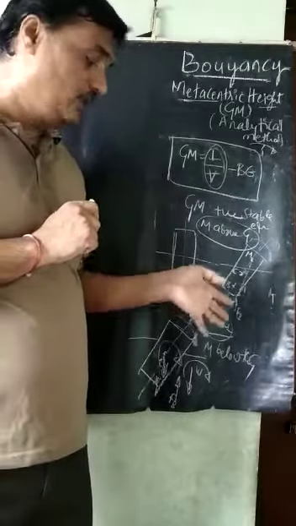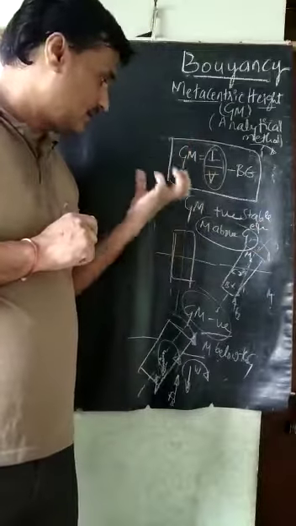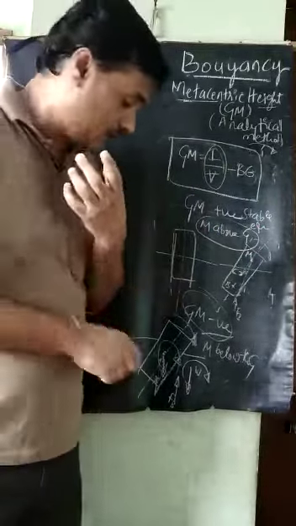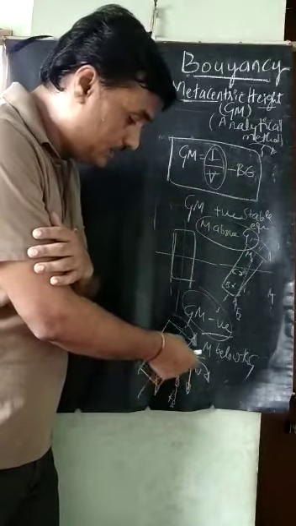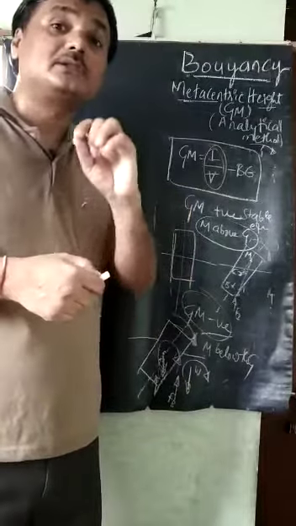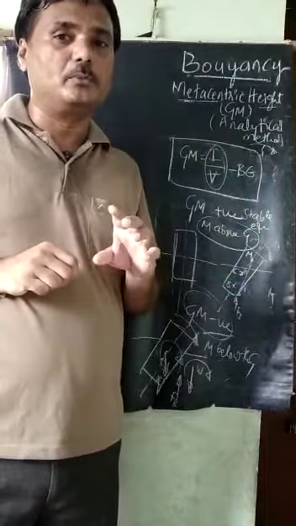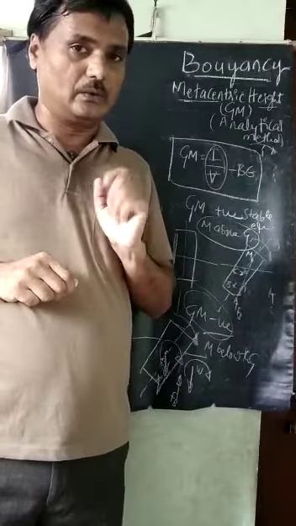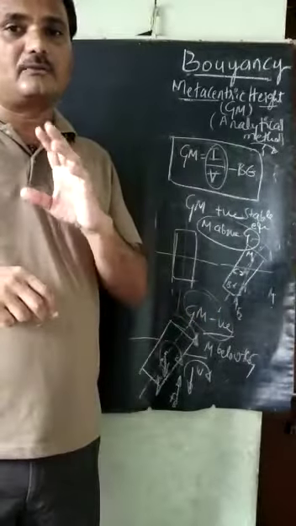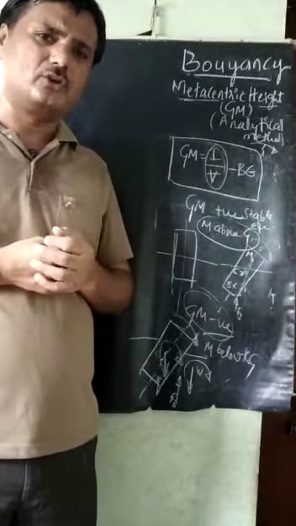And when this GM comes negative, it is understood that the body is under unstable equilibrium, because the couple created by FB and W is in the same direction as the disturbance angle direction given. That's why it is unstable equilibrium when the GM is negative. Then the body will start submerging. It comes under unstable equilibrium.